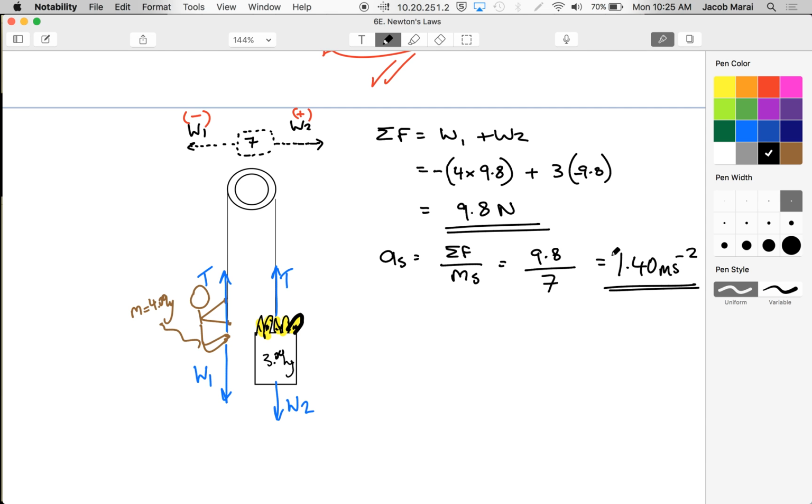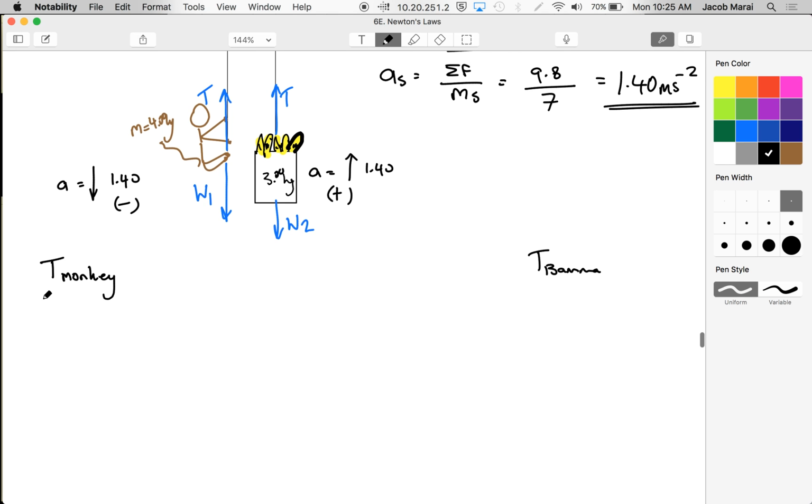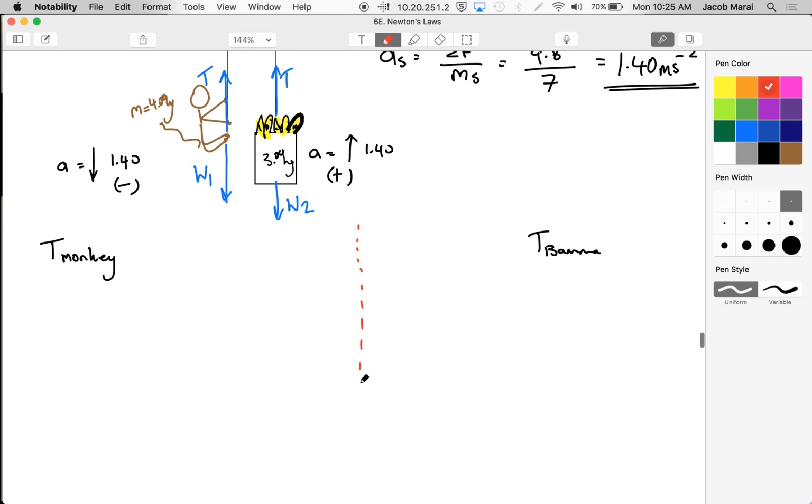So again, now we can split it up. I would ask you now to find for me the tension on the monkey side and the tension on the banana side. Okay. The bananas are going to accelerate upwards, so they have a positive, and then the monkey is going to accelerate downwards, and so would be negative. And that's an important one, because if you forget that, then it's not going to work. So could I ask for you, please, to solve for tension on both sides.